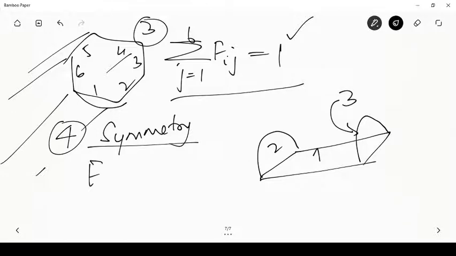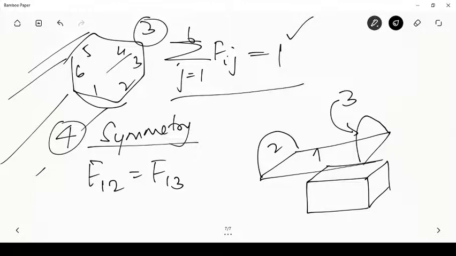Then by symmetry we can say F12 will be equal to F13. Okay, this can apply to many other examples also. Suppose let us take a cuboid. Now if I am looking at the enclosure inside the cuboid, so let us say this is surface 1, 2, 3, 4, 5, 6. Then 1 to 2 and 1 to 4 are symmetric.